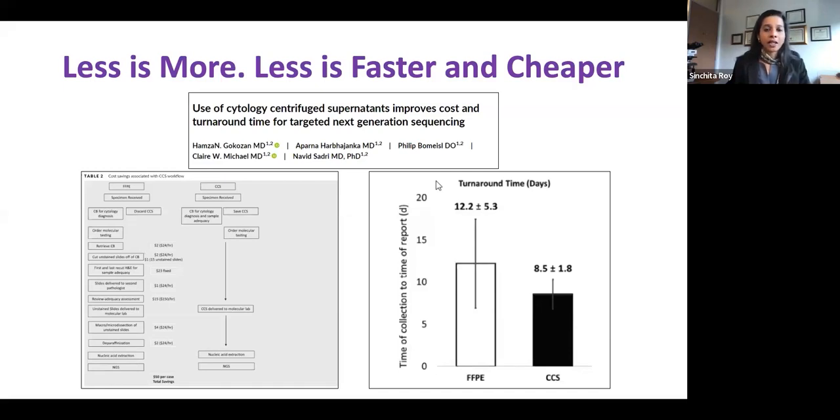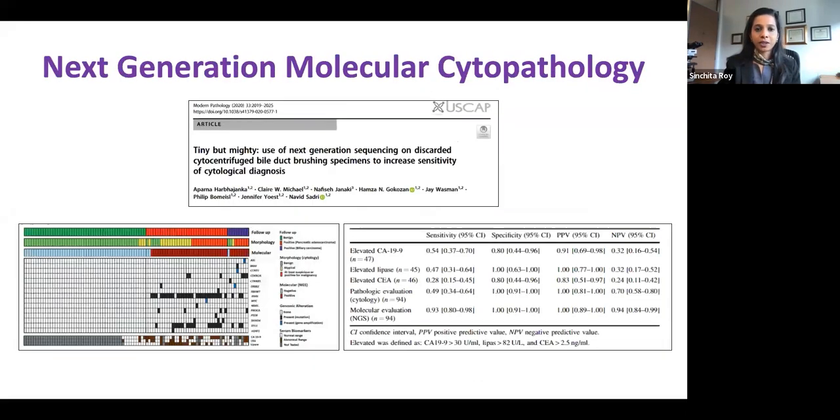So you save on time, but you also have cost savings because you're, again, cutting out some of those intermediary steps. So again, if you're interested in it, I would point you to this publication where they actually looked at some of these matrices.